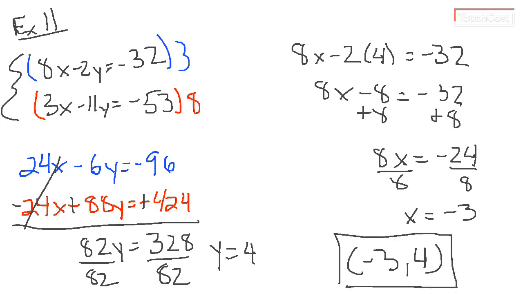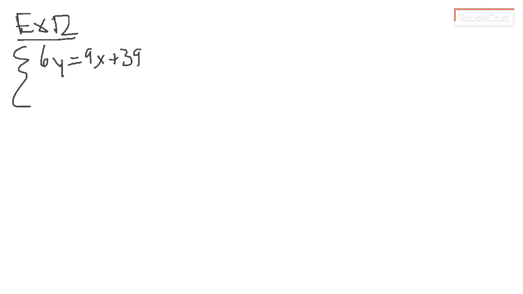And we're just about done with this elimination method, and we might be able to throw a couple applications in. So, example 12, the last elimination example. We're going to have the system 6y equals 9x plus 39 and negative 3x equals 13 minus 2y.